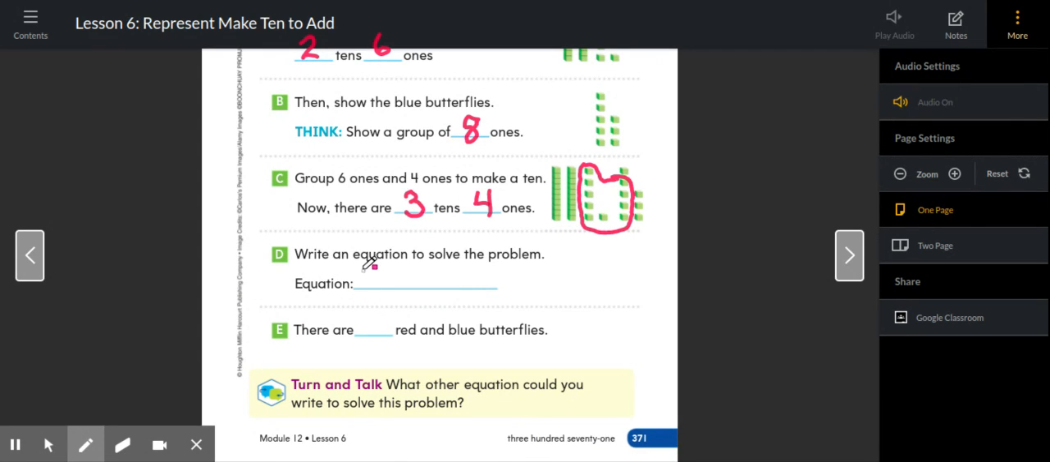So we had 26 butterflies plus 8 more butterflies equals 34 butterflies. And you can see that in the picture we did right up here. This is the 26, and then this is the 8. So 26 plus 8 is 34 butterflies altogether.